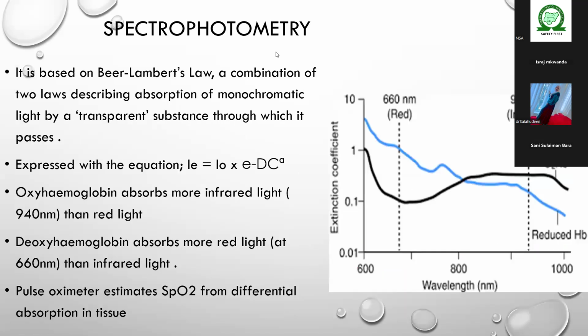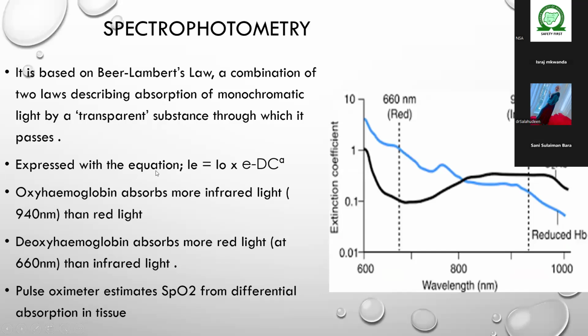So one of the principles is spectrophotometry, which is based on the Beer-Lambert law, a combination of two laws describing absorption of monochromatic light by a transparent substance through which it passes. Transparent are tissues that allow light to pass through them. And when it's opaque, that means light cannot be transmitted through them.